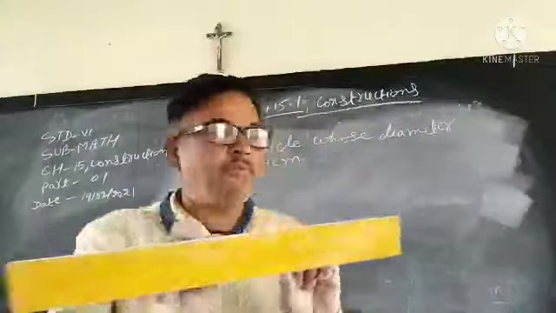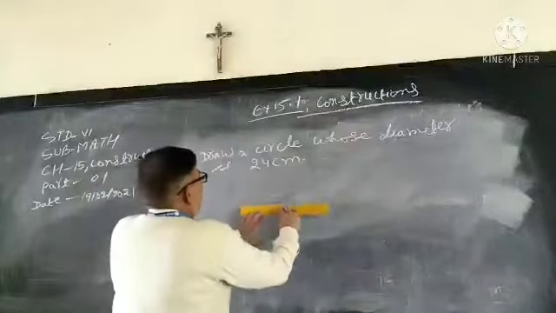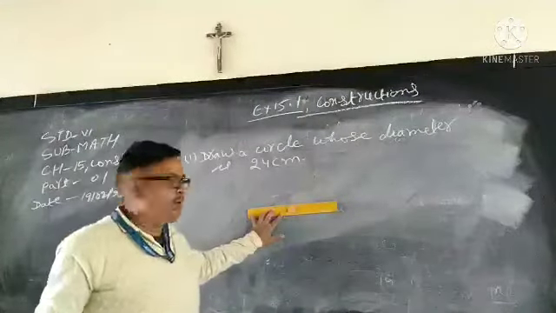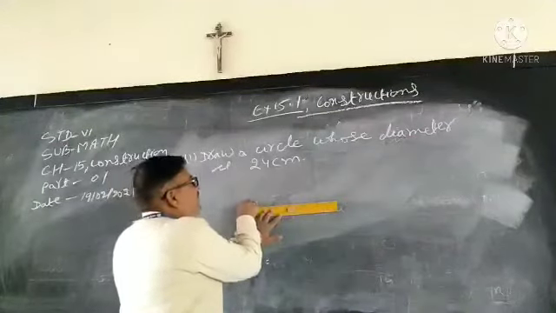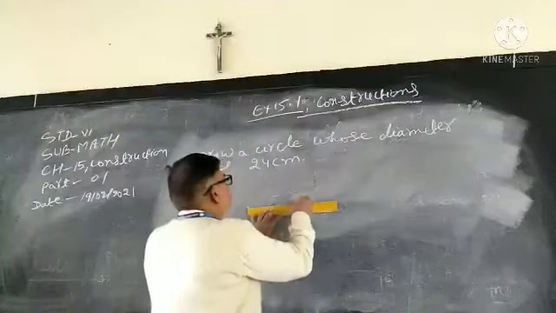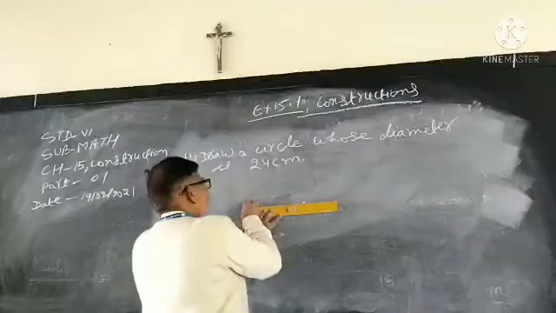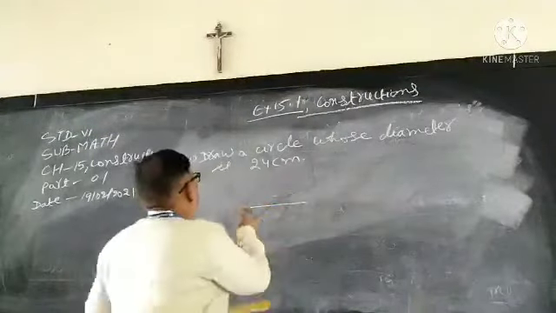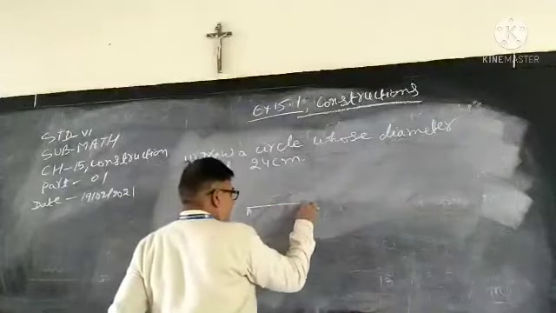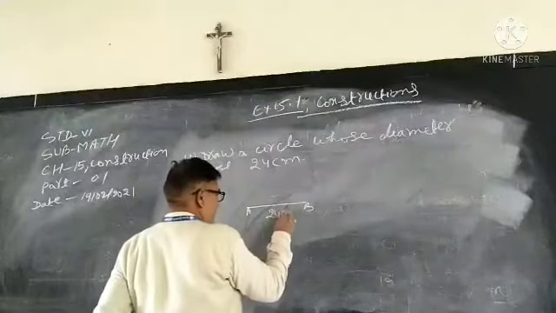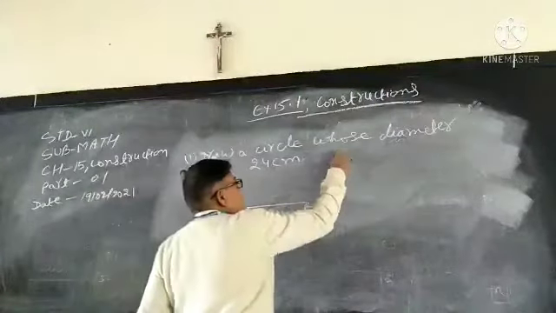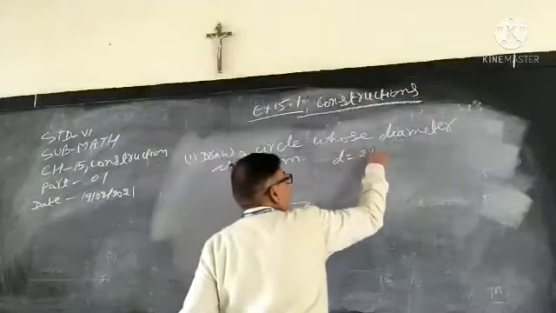First, what you will do? Diameter is given, so 24 is there. First, draw a line from your scale, 24 cm. Okay, draw a line. Very good. AB is equal to 24 cm. Now, diameter is denoted by D. D is equal to 24 cm.